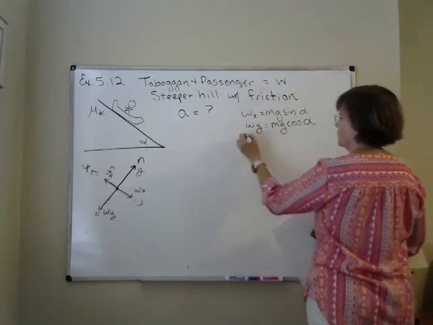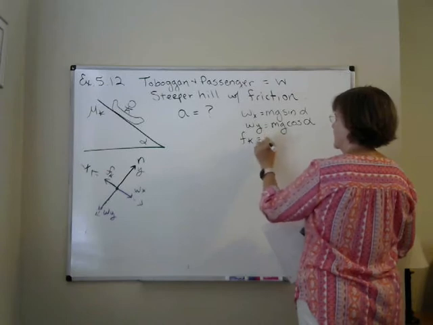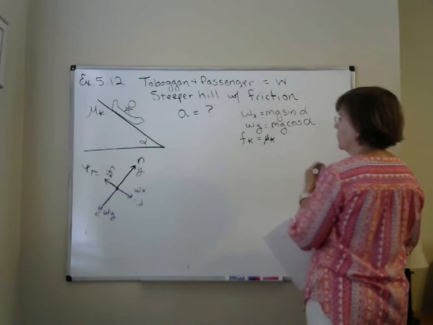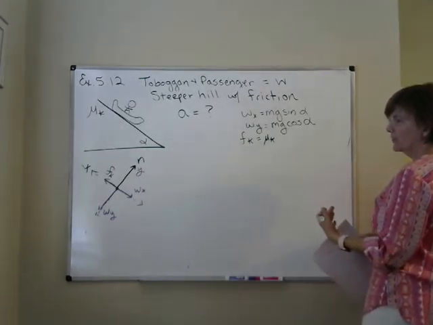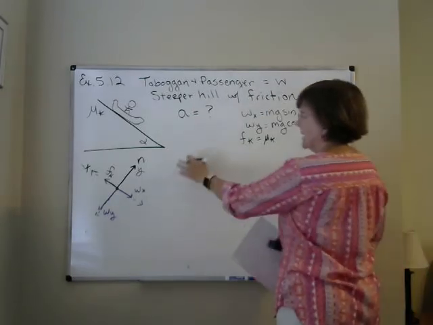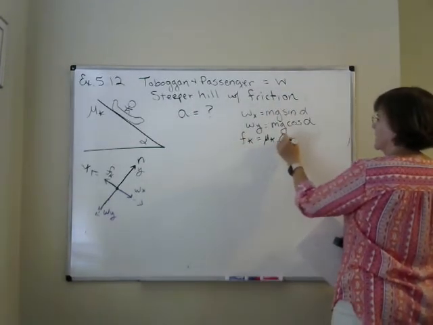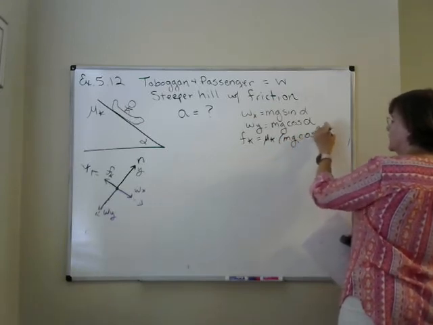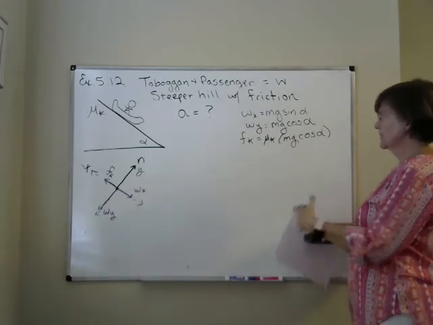We know the frictional force is mu k times the normal force. Well, mu k times the normal force, look at your picture. Your normal force has to equal Wy. So it's mu k times mg cosine alpha. I put the m's in this one because I know how I'm going to have to solve this problem.